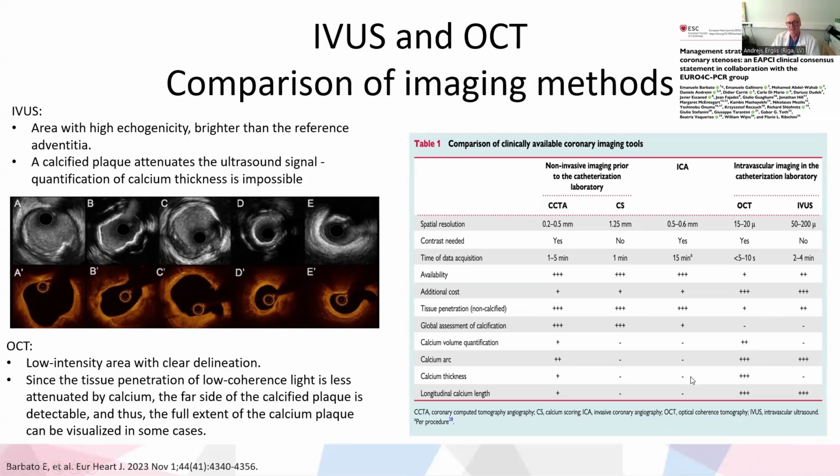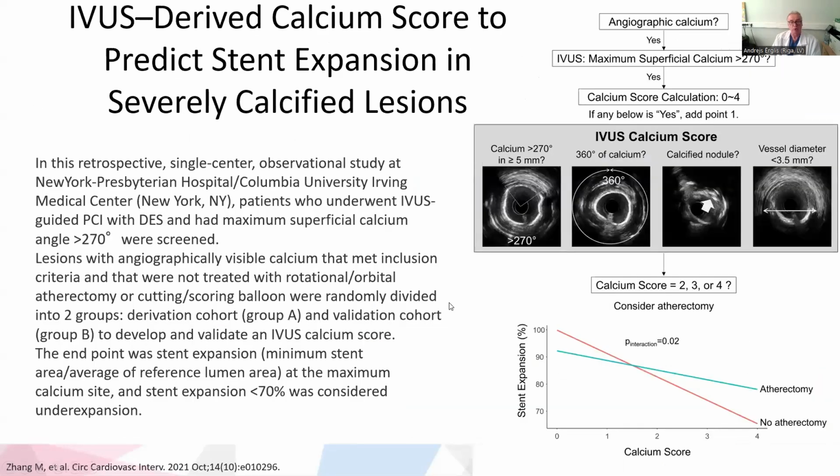On the other hand, if you look at calcium arc, then the OCT guys are usually saying that you can see calcium arc better. But sometimes, as I said before, there is a problem about the additional cost. It's no question about that, but actually sometimes we need to use both methods for very challenging cases.